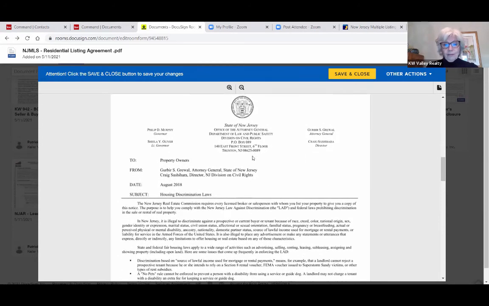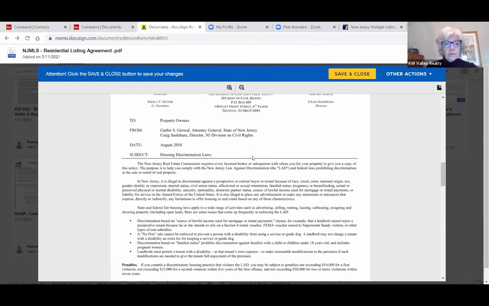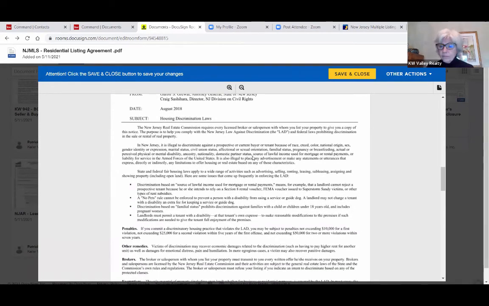All right, does this look familiar to anyone? It's the Attorney General's memorandum and must be part of the listing agreement. Okay, must be. Frequently, it is on the back page of the listing agreement. And it just says, hey, we don't discriminate. If you want to discriminate, I'm not your listing agent.